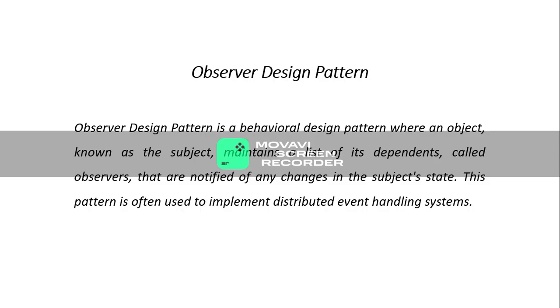So you have a subject and you have observers. Any changes on the subject side, the subject has to notify, and send the updated information to the observers. This is mostly used in distributed event handling environments. This is the basic idea of the observer design pattern.